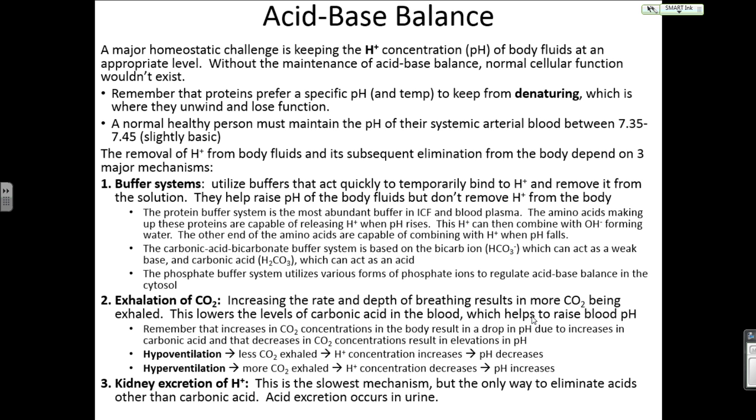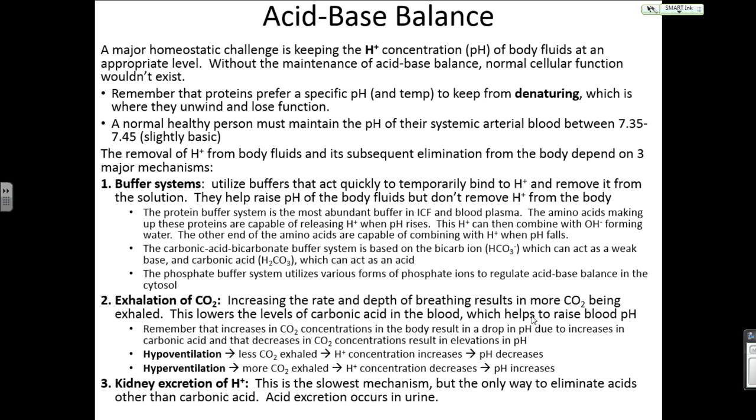In order to keep our body at that hopefully 7.4, we depend on three major mechanisms for maintaining that pH. The first is a set of buffers called buffer systems, acting quickly to temporarily bind to hydrogen ion and remove it from solutions. This will help raise pH of body fluids, but won't remove hydrogen ion from the body. The most abundant buffer in our intracellular fluid and blood plasma is the protein buffer system.